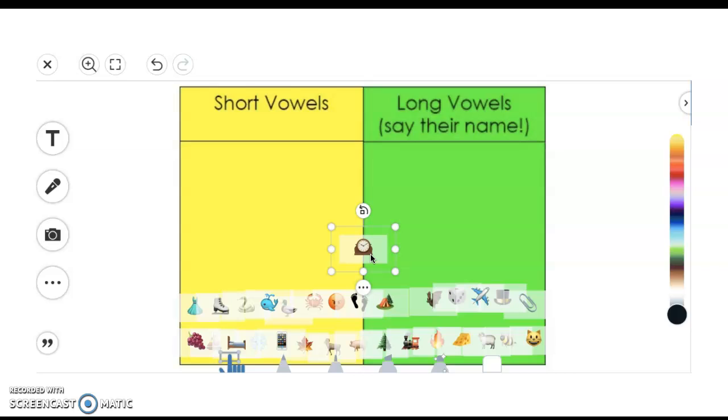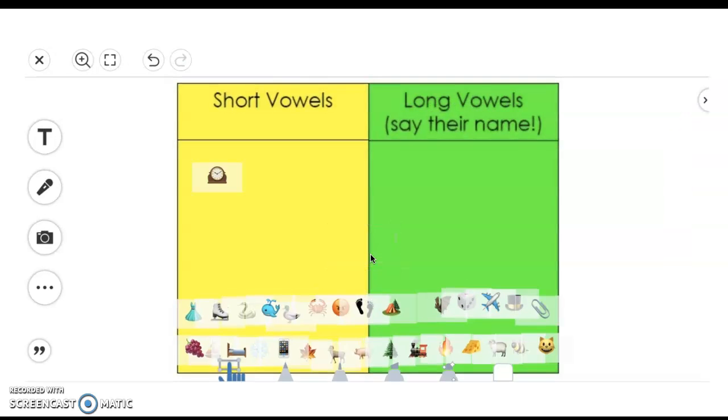This is the word clock. Can we stretch it out together? K-L-O-K, clock. Did you hear a short vowel or a long vowel? If you said short vowel, you are correct. I heard the short vowel sound for O. So I dragged the picture of the clock to the short vowel side.